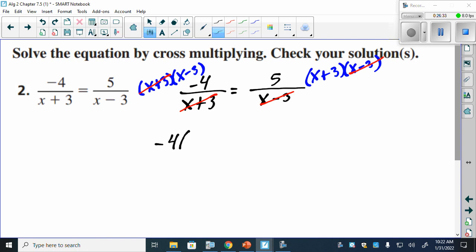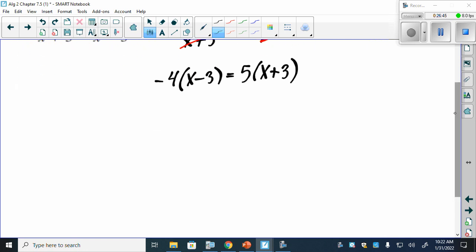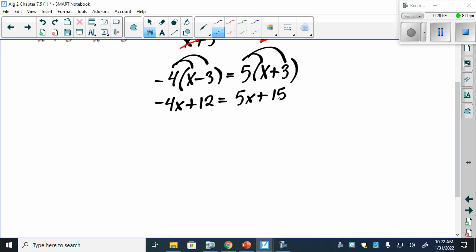What that would leave us with is negative 4 times x minus 3 is equal to 5 times x plus 3. Now again, at this point, we can distribute the negative 4 and distribute the 5, which would give us negative 4x plus 12 is equal to 5x plus 15. At this point here, we do need to get the value of x on the same side, so we can add 4x to both sides.